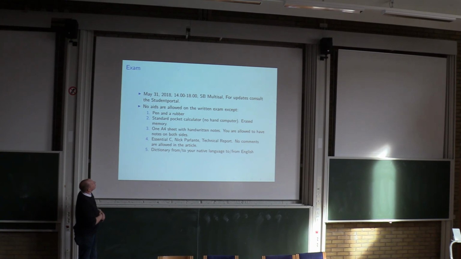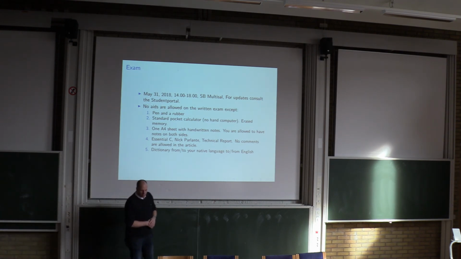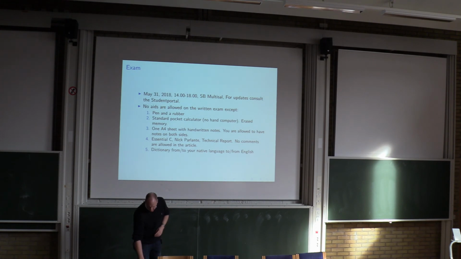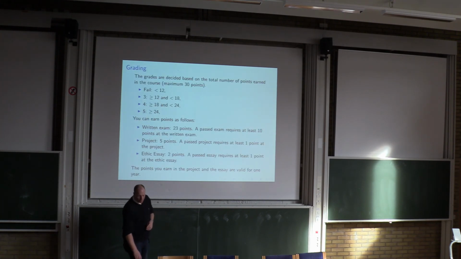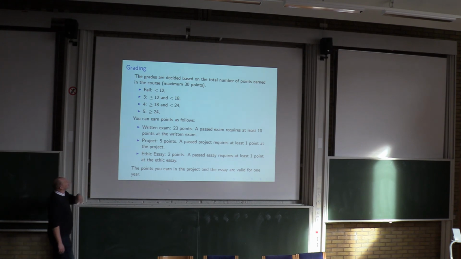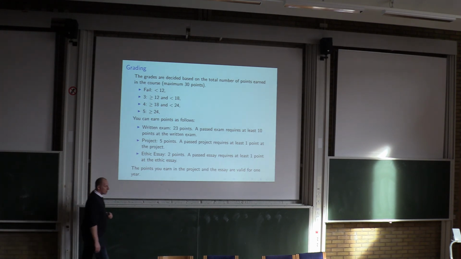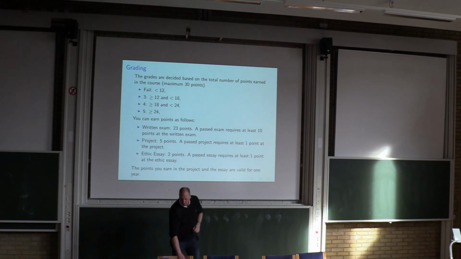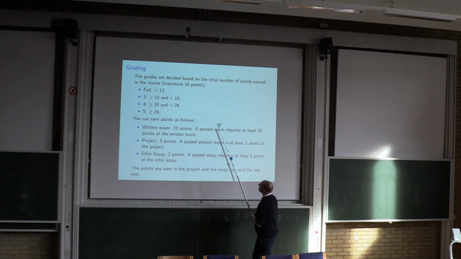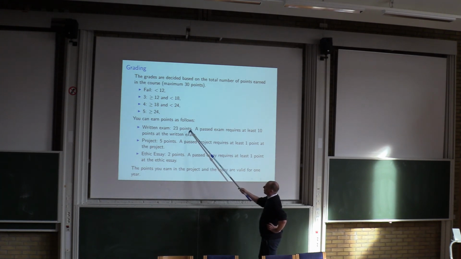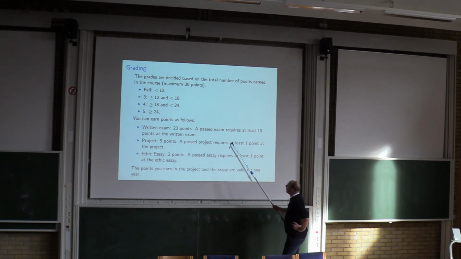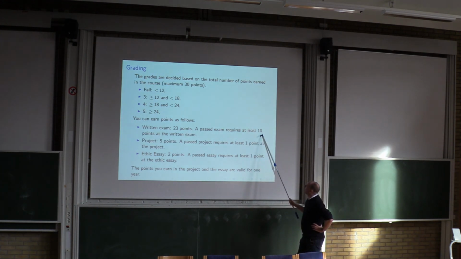Yeah, we already talked about the exam on May 31st, and that you can bring one A4 sheet with written notes. And so how does the grading work? Basically you can earn in total up to 30 points. And the written exam is for 23 points. And to pass the exam, you need to have at least 10 points on the written exam.